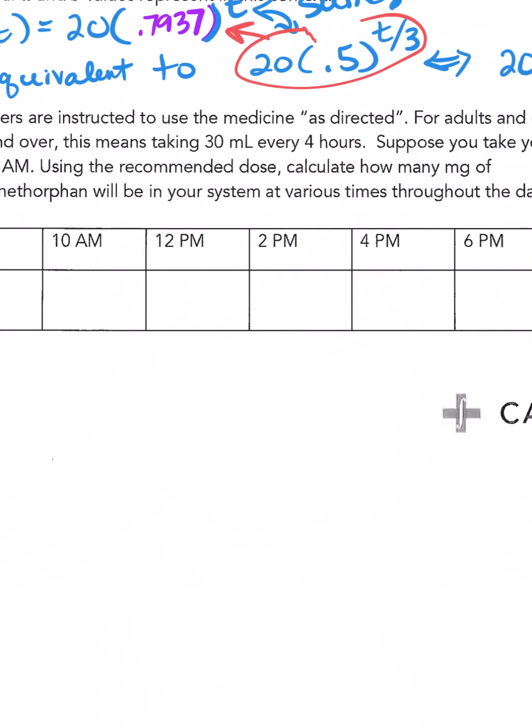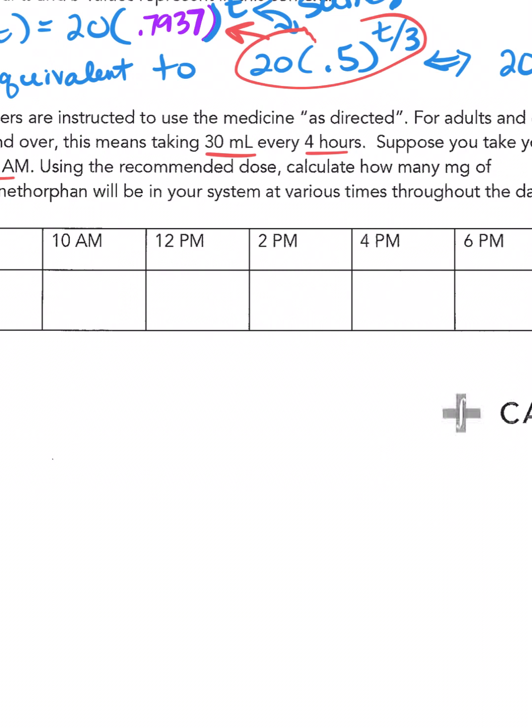So now, it says customers are instructed to use the medicine as directed. For adults and children 12 years and over, 30 milliliters every 4 hours. And it says, okay, using the recommended dose, and you take your first 30 milliliters at 8 a.m., calculate how many milligrams of dextromethorphan will be in your system at various times throughout the day. Okay, well, how do we figure this out? I want you to think about it. If at 8 a.m. you took your first 30 milliliters, you have 20 milligrams in your system at 8 a.m.